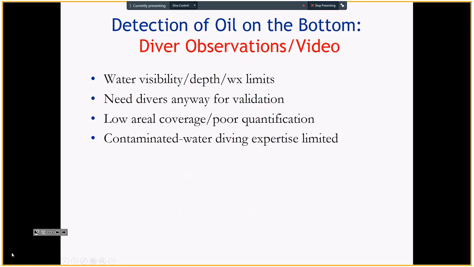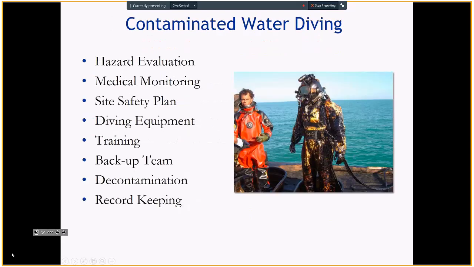Diver observations, we always need those anyway. It's usually the validation of what we're looking at. But divers don't survey too fast, especially when we put guys in scuba gear. I won't talk anymore about that, but I'm going to show you a picture of what you guys look like, right? I'm not sure what you can see in an hour, but it's not enough.